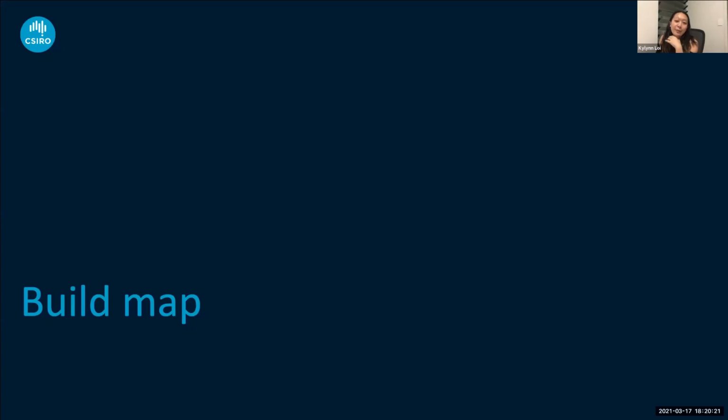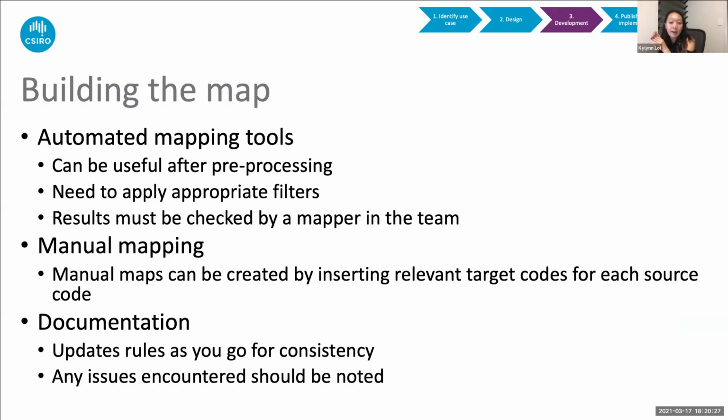Once you've pre-processed, you're finally able to start to build the map. In building the map, you may find some tools that are available that might be useful to you. Some of these may provide an automated mapping tool or function, and these are often useful after pre-processing. You often do need to apply appropriate filters so that you can get the best results, and they can increase the accuracy of the tool. With all automated mapping tools, though, we do recommend that the results be checked by a mapper in the team, as they're not going to be 100%.